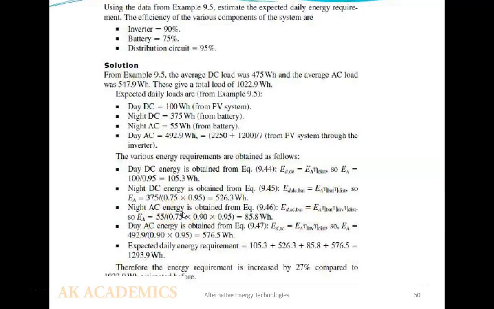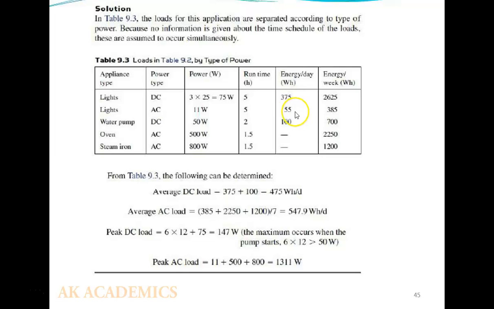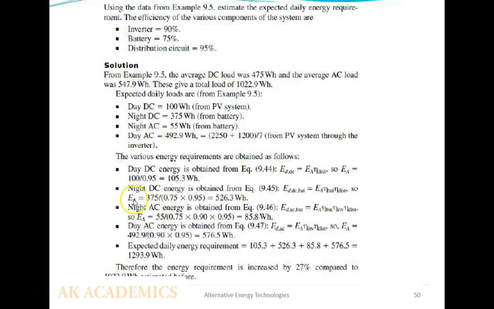Then for the night AC, to find the night AC energy, there's only one appliance that is used in the night and is AC, and that is the light. It is 55 watt hours per day. That's what we use for the light that is used in the night. So the night AC energy requirement is what we're looking for now. This is what it will look like. The night AC energy requirement is obtained by using this expression.